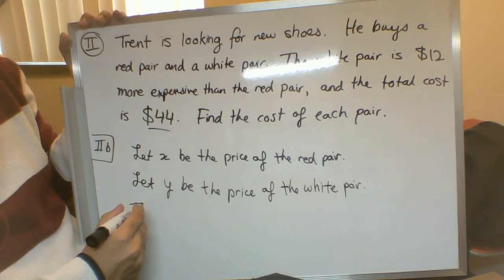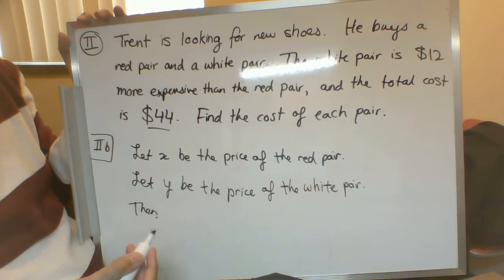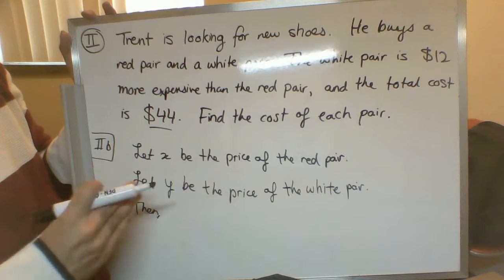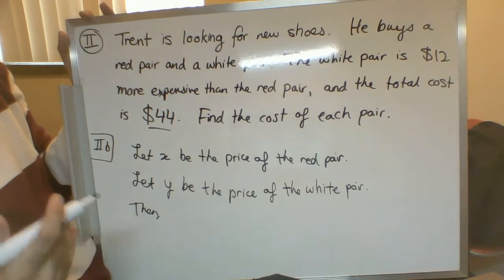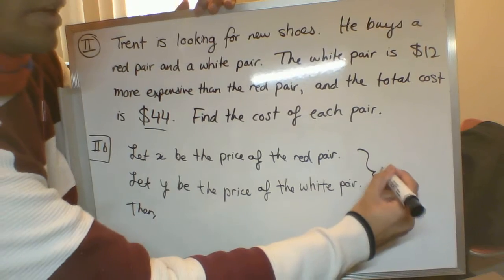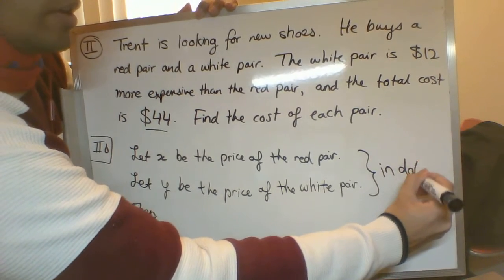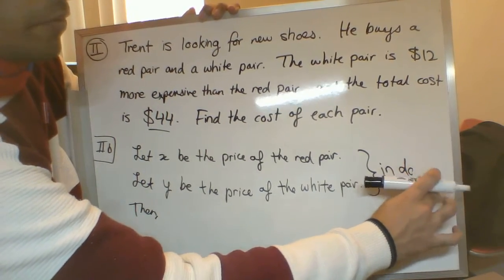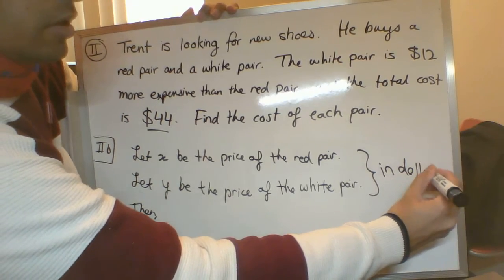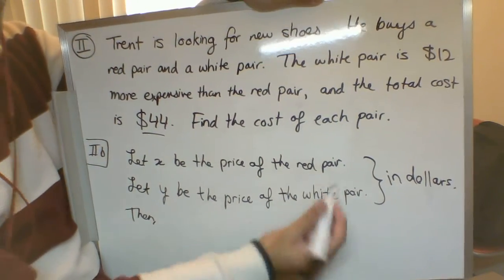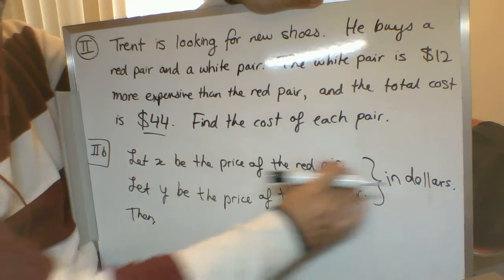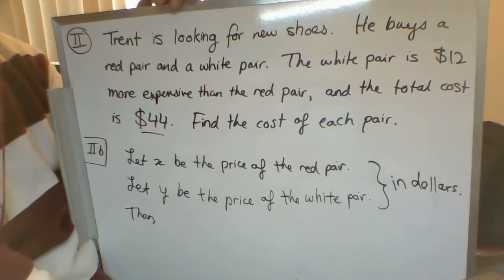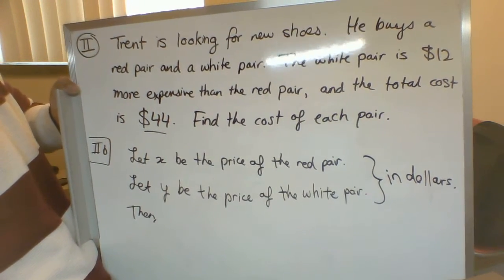From here you don't really have to, you can just start writing down the math, it's not a big deal. But you could say then, we know that the red pair plus the white pair is going to equal $44. Once again, you could have a note over here that says in dollars, or you could have it as the price of the red pair in dollars, the price of the white pair in dollars. I forgot to do it that way, which is why I've done it with the brace bracket here. But you don't have to worry too much about that.